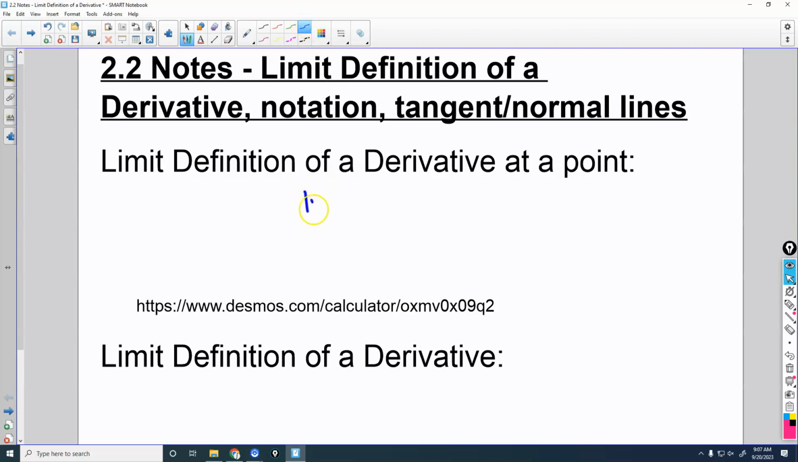So it was the limit as x approaches a of f of x minus f of a all over x minus a. So this gave us a number answer every time. So our number was 10. Our number was negative 1/3. It was always a number answer, right?